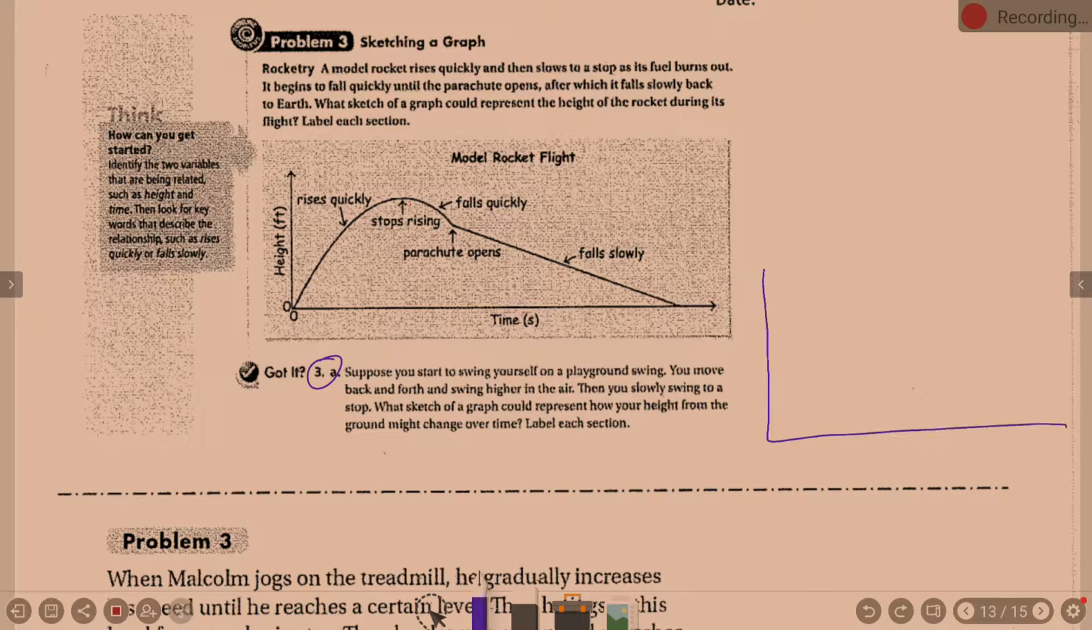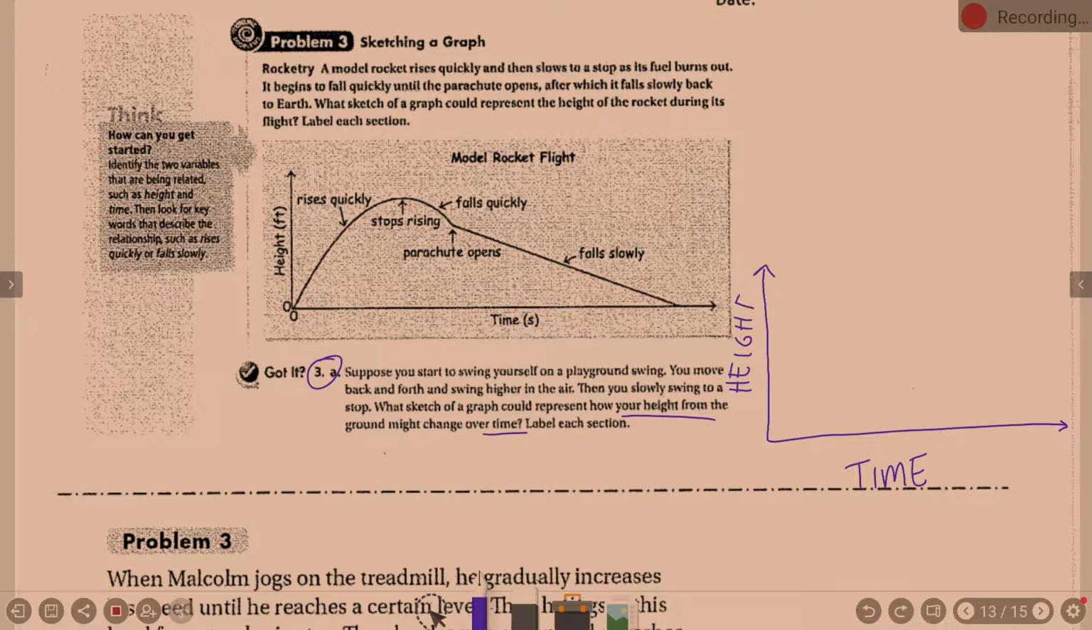So, here's my graph. Now, what are they wanting us to graph? What are we looking at? Height. We're talking about height, right? Yeah. Your height over time. So time is always on this bottom axis. Yes, time is always along the bottom axis.